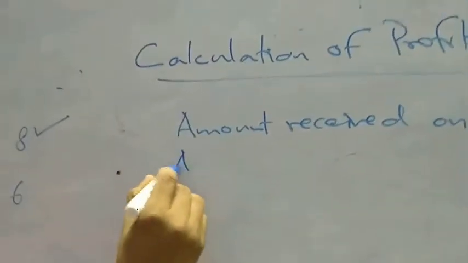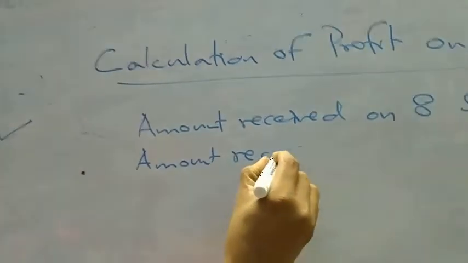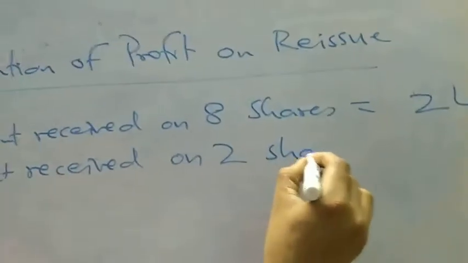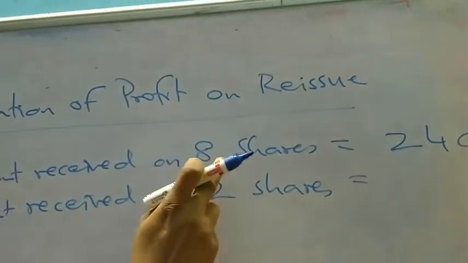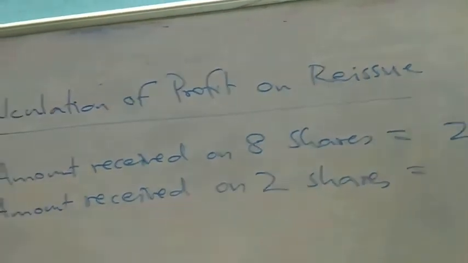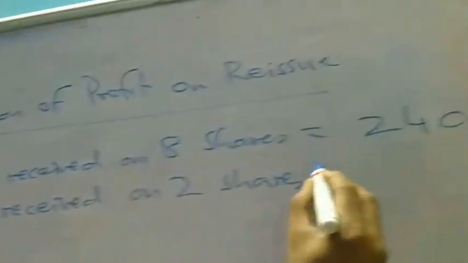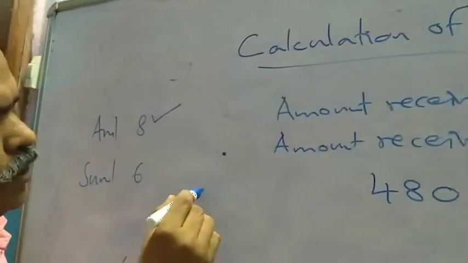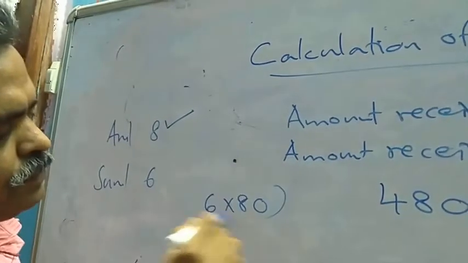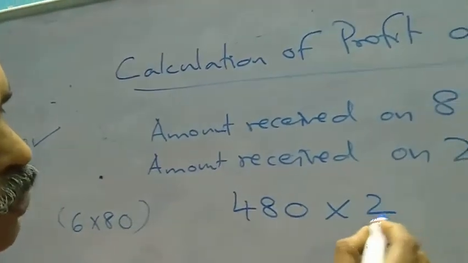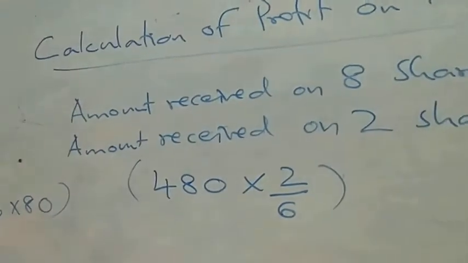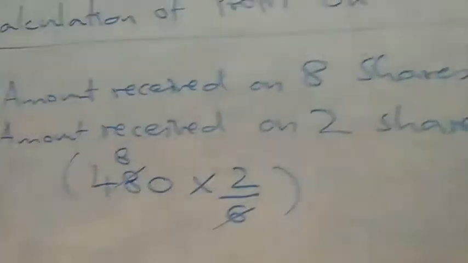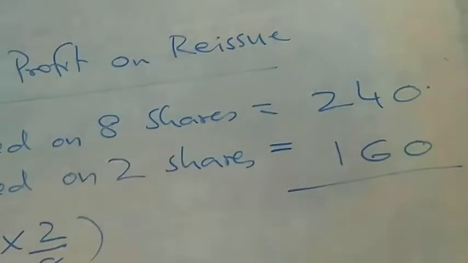Then calculate the amount received on 2 shares. 2 shares because we need 10 shares. You already got 8. We need another 2. 2 shares we will take from Sunil. Calculation will be: Sunil paid an amount of 480. We got it. 6 into 80. Out of that we are taking 2 shares. 2 out of 6, ₹160.